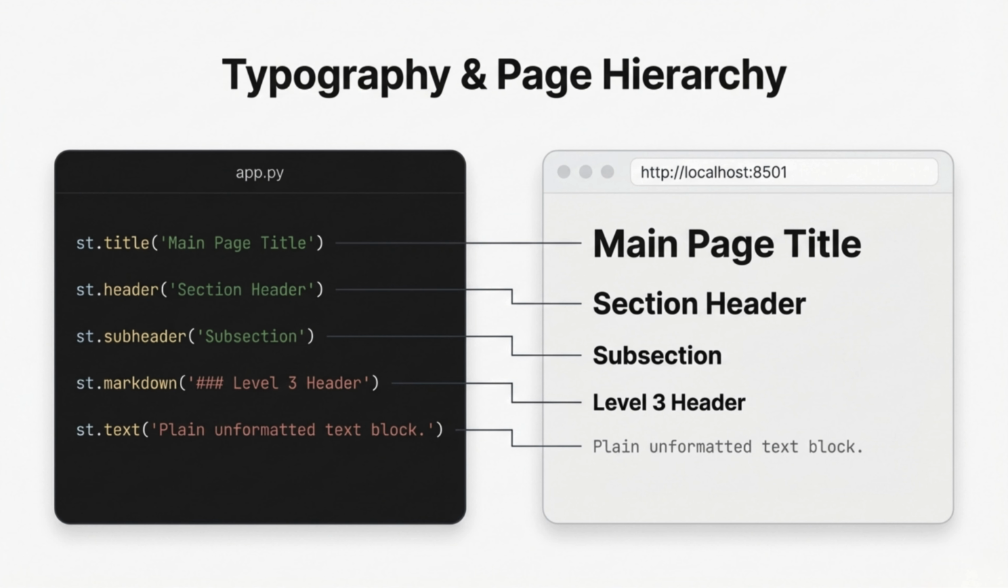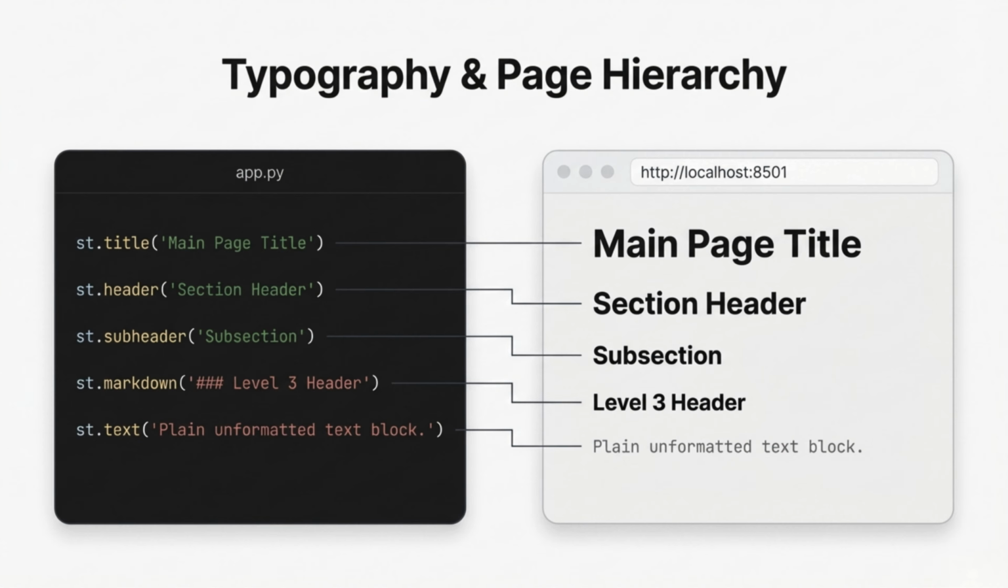Now let's explore how typography helps structure a Streamlit application. At the top, we use st.title to define the main page title. This is the most prominent element and gives the user immediate context. Next, st.header introduces major sections within the app. The st.subheader is used for smaller subsections, helping break content into logical parts.